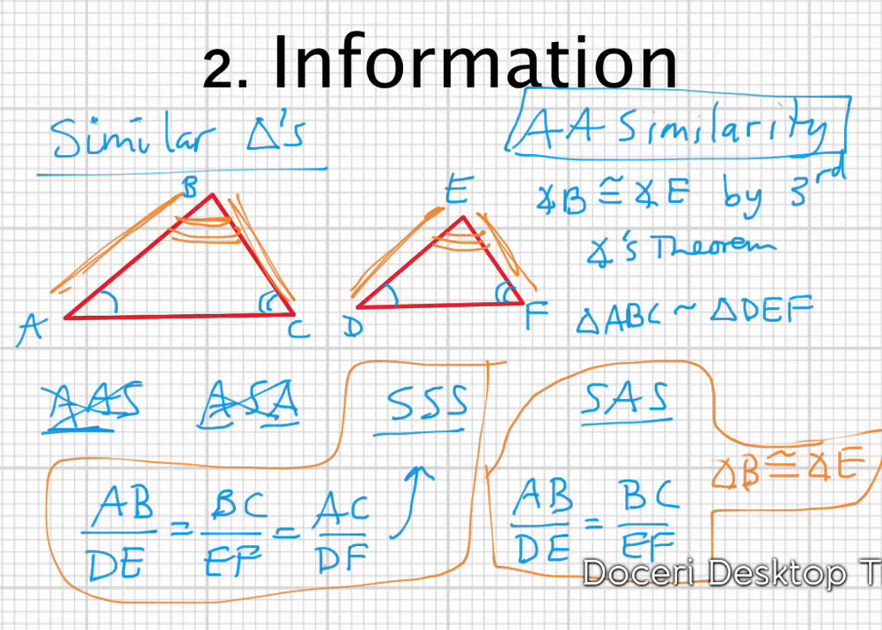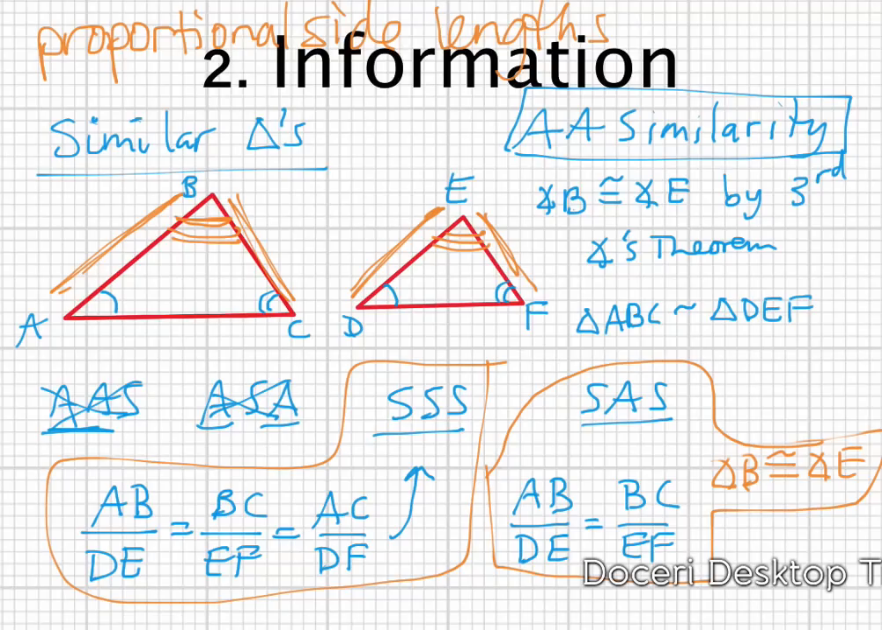So those are our three similarity postulates with triangles: angle, angle similarity, side, side, side similarity, and side, angle, side similarity. And again, the sides aren't congruent, they're proportional. Proportional side lengths. Okay? It's very important that you understand it's proportional side lengths.